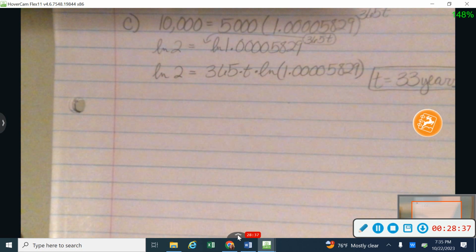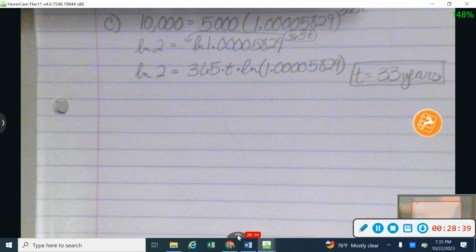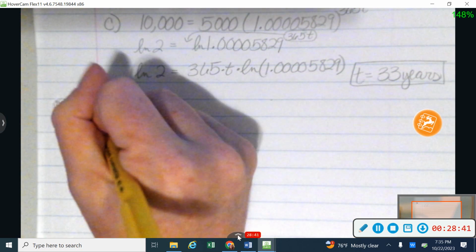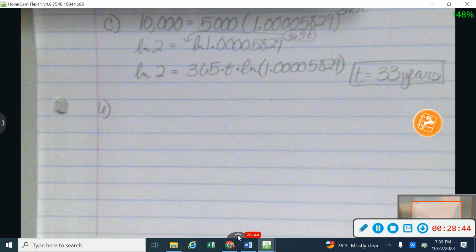It'll tell you where to round. A lot of times we round to 3 decimal places. If it doesn't tell you, round to 3 decimal places. But if it does, go with the rule that they're saying.